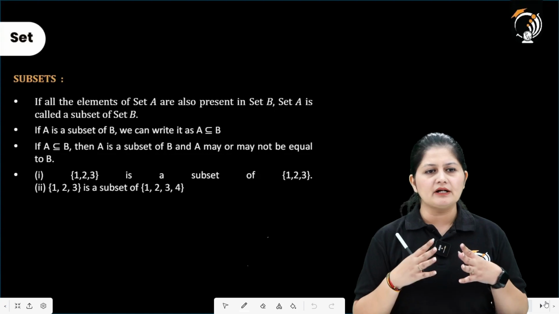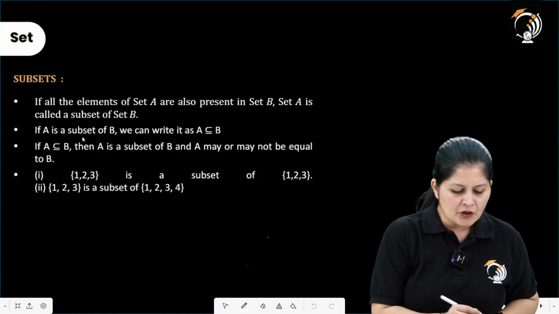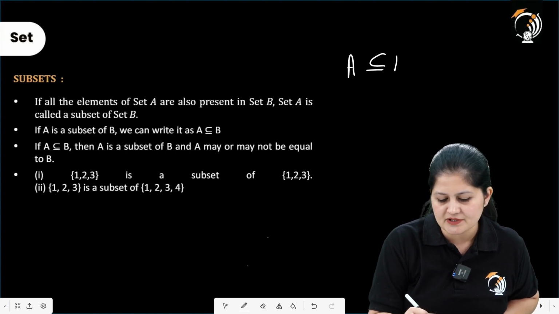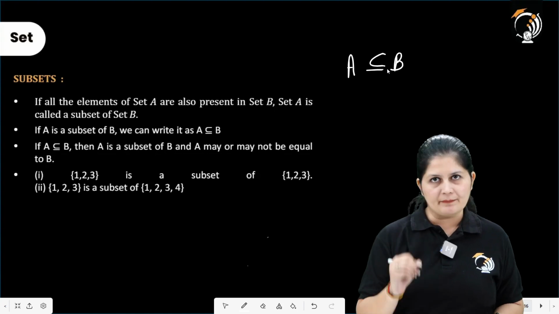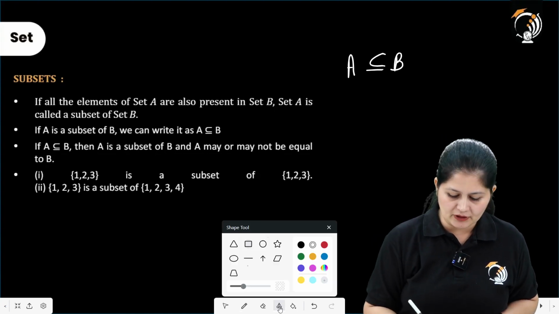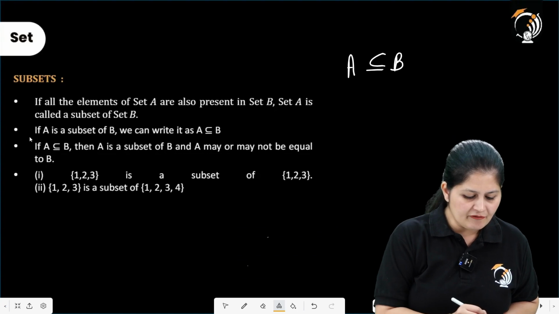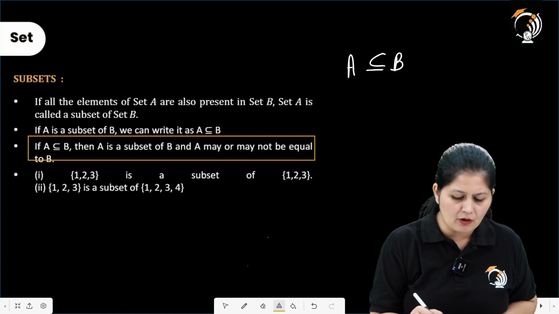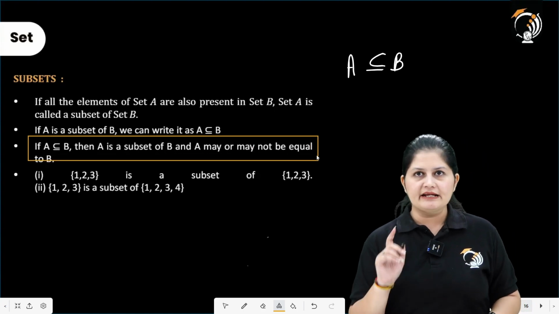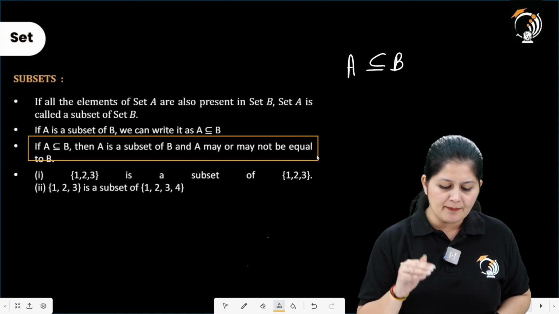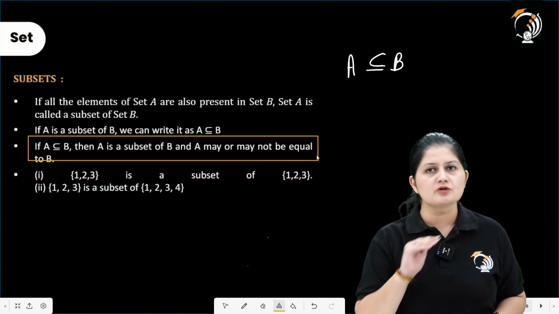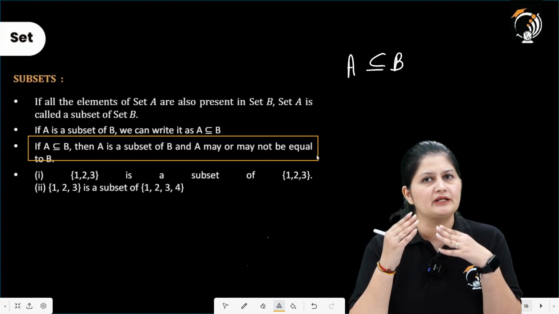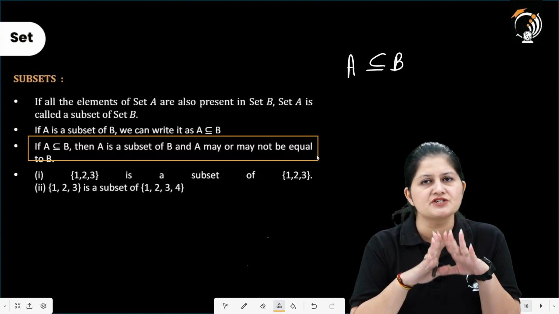Now, talking about how we are going to represent this. If A is a subset of B, it will be written as A is a subset of B. That is how we represent it. Further, if I talk about the third point, it says if A is a subset of B, then A is a subset of B, or A may or may not be equal to B. Understanding this: A may or may not be equal to B. There is no such compulsion that if A is a subset of B, in that case A needs to be equal to B. No, there is no such compulsion here.